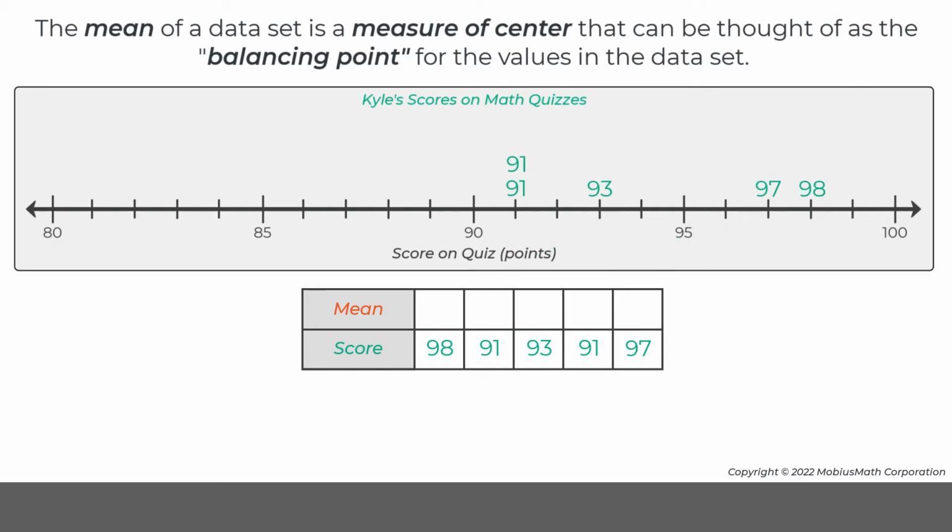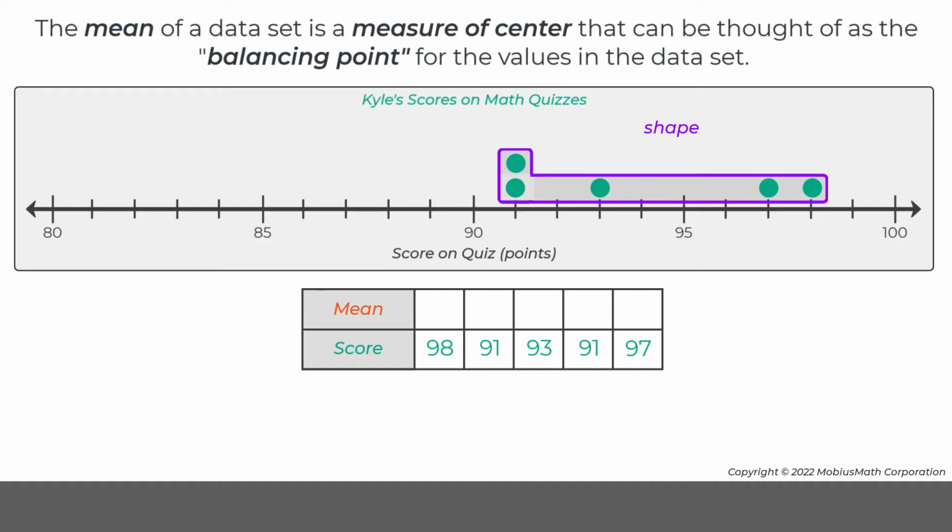A point can be plotted on the line plot for each value in this data set. This visual representation of the data distribution shows the variation in Kyle's math quiz scores. Without any calculations, the spread of this data ranges from 91 points to 98 points. The center of this data distribution can be estimated, and the shape of the data distribution can be identified as mostly flat, which is common for small data sets.